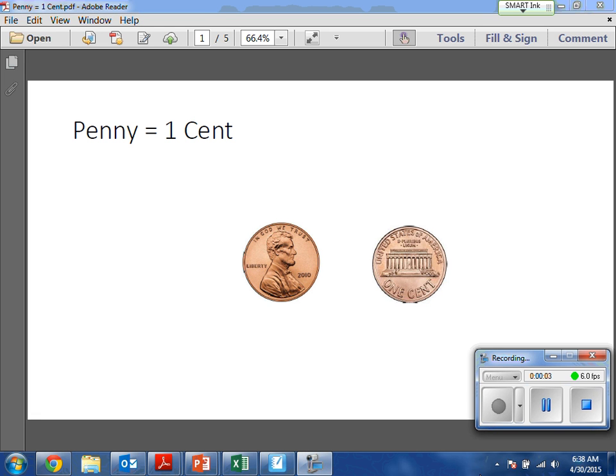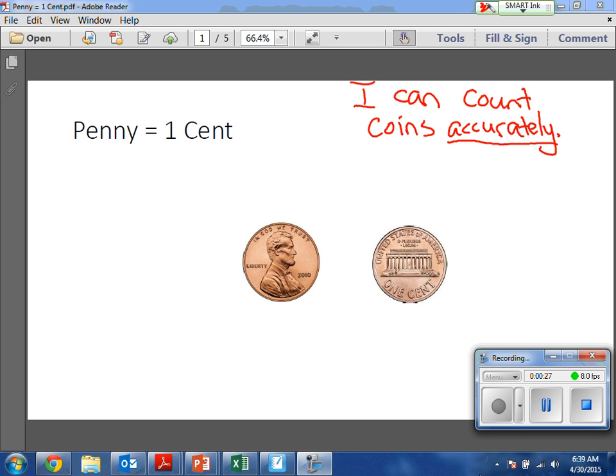Alright, ladies and gentlemen, today we are focusing on counting coins. That's our big I can statement today: I can count coins. And we're going to put in the word accurately. That means we're not only going to be able to count the coins, accurately means we're going to count them correctly.